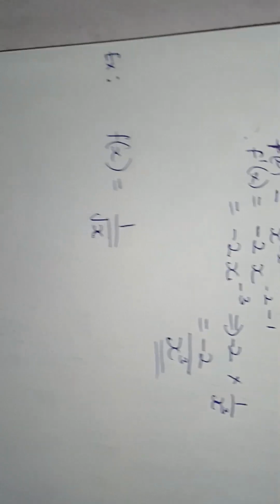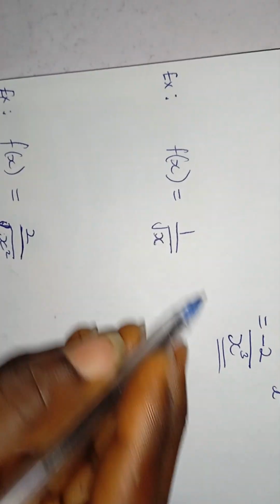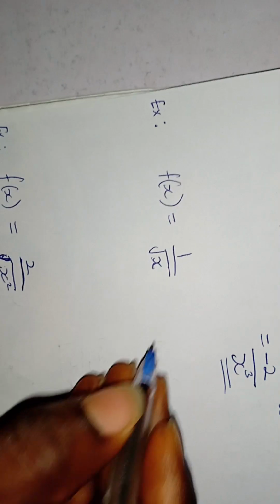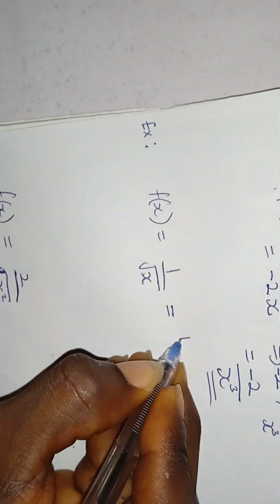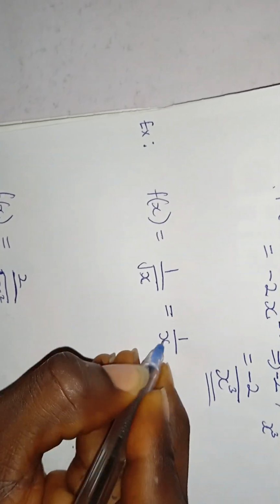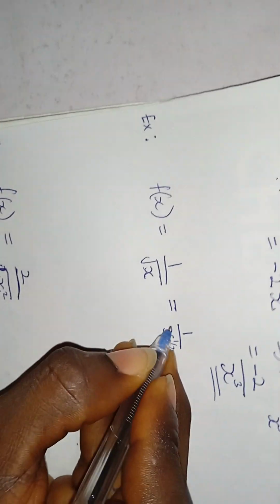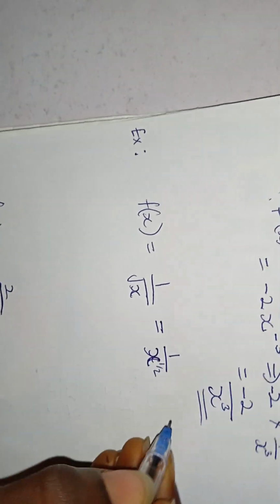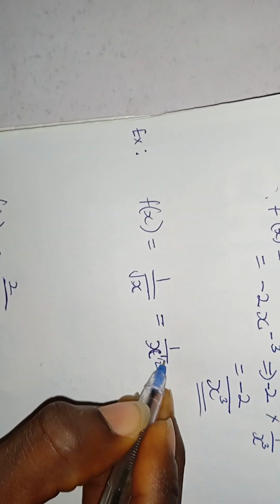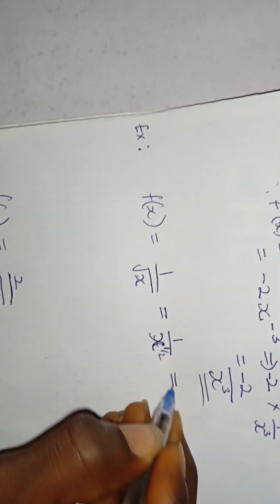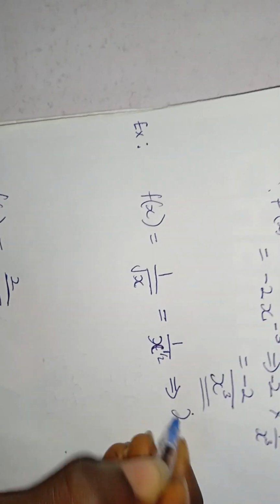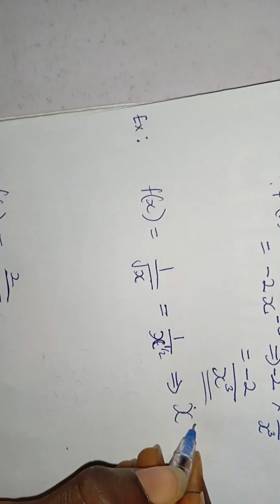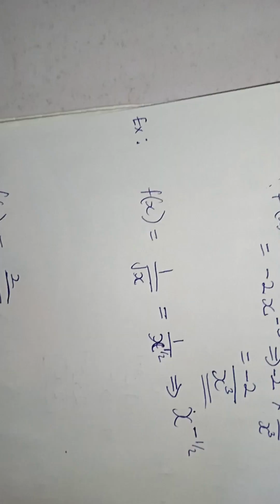Now let's move to the second one. They said f of x is equal to 1 over root x. Are you aware that this is the same thing as 1 over x raised to power 1 over 2? Since it has a positive power here, when it comes up, it's the same thing as x to the minus 1 over 2.